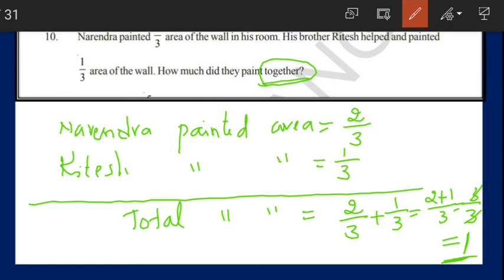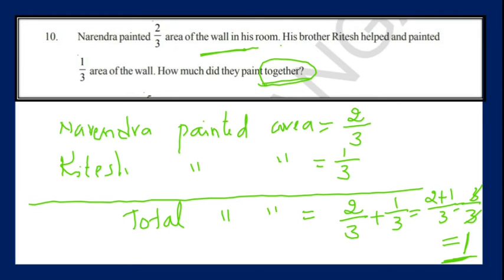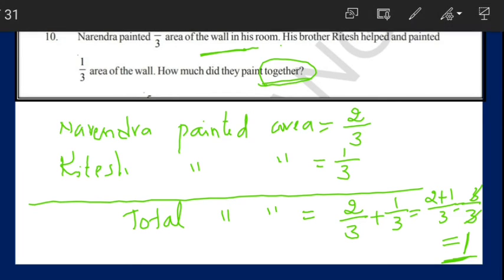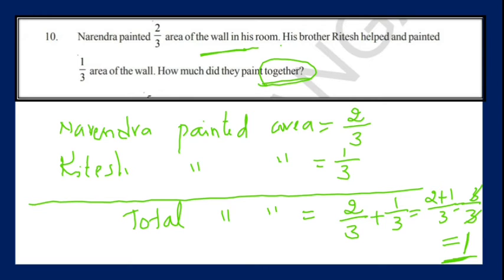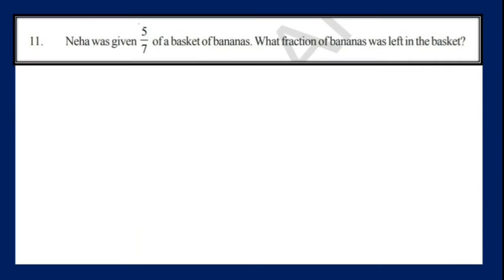That means the total wall is painted here. When we get 1, that means 1 whole, the total wall painted. Like this, we have to write the steps and we have to add the given ones, because together means we have to add them.